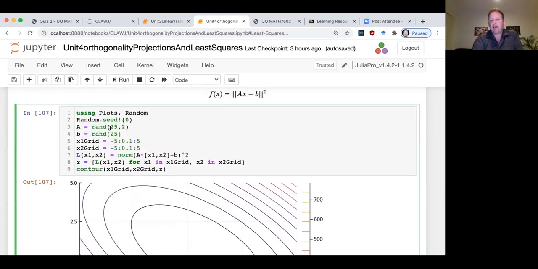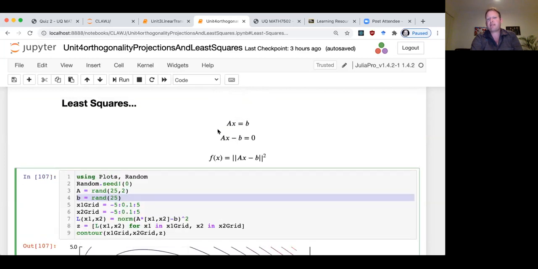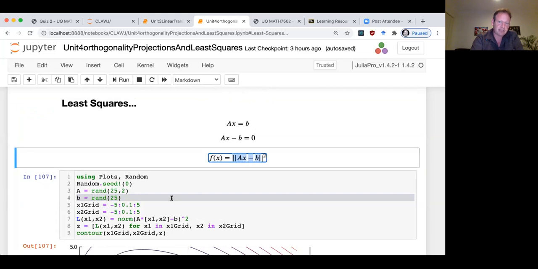Here you have A which is 25 by 2. A is very skinny, 25 by 2. And B is a vector of size 25. So you've got 25 equations with 2 unknowns. I mean, with 25 equations and 2 unknowns, you need to be bloody lucky to have an exact solution. So you don't have an exact solution, and you minimize this thing.